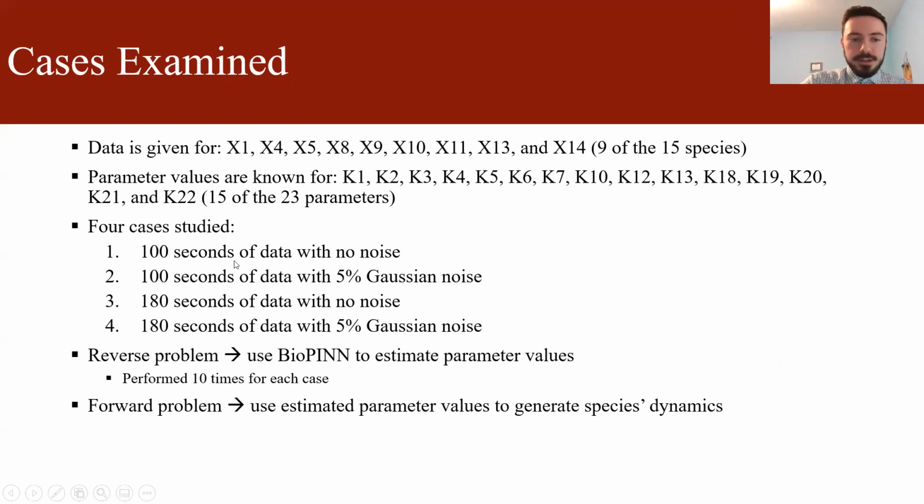The 4 cases studied are 100 seconds of data without noise, 100 seconds of data with 5% Gaussian noise, 180 seconds of data without noise, and 180 seconds of data with 5% Gaussian noise. First, the reverse problem was done to use the BioPINN to estimate the parameter values, and this was performed 10 times for each of the 4 cases. Then the forward problem was done to use the estimated parameter values to generate the species dynamics and see how closely they line up with the actual dynamics.